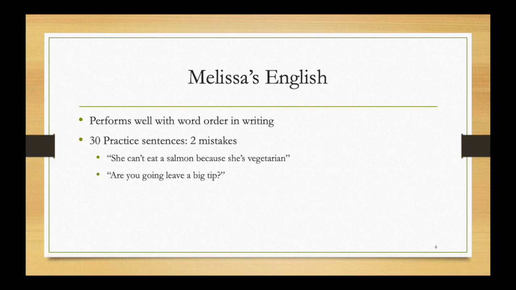So in the first example where she made the mistake, I see it as an innocent mistake with articles. If the sentence were referring to a specific salmon that she, whoever she is, can't eat because she is a vegetarian, that would be a mix-up between articles of a versus the.